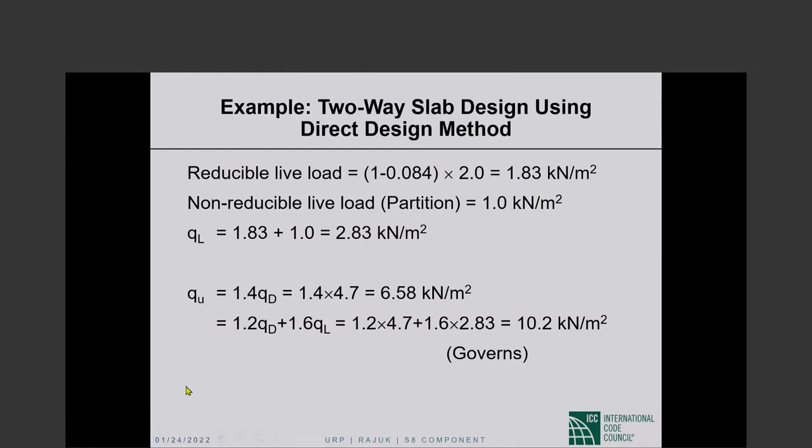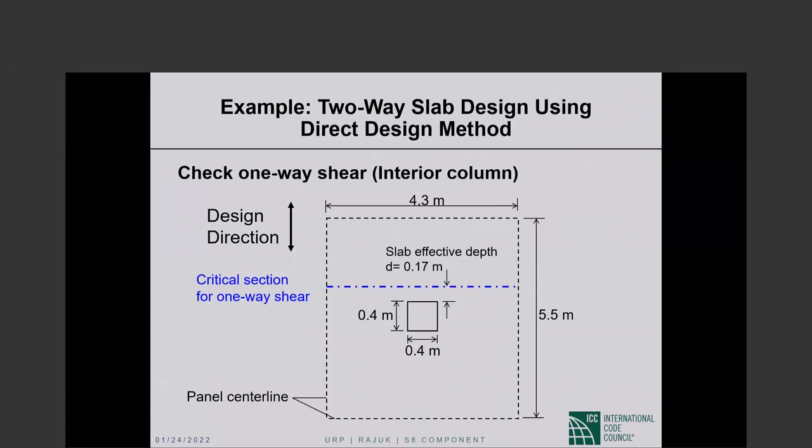Under gravity alone, we have two load combinations to consider. 1.4 dead load, or 1.2 dead load plus 1.6 live load, that gives us 10.2 kilonewton per square meter. That obviously governs way more than 6.58. So that's our load, 10.2 kilonewton per square meters. Okay.